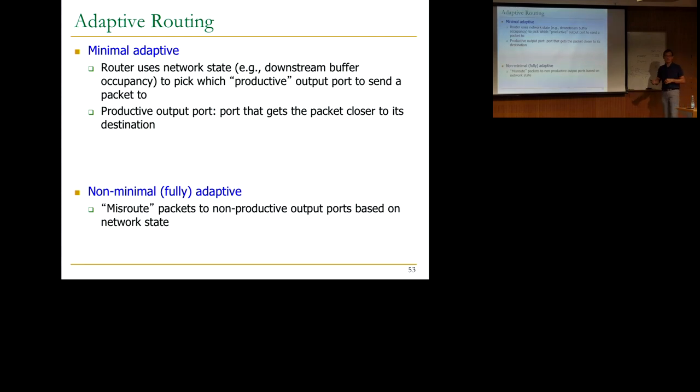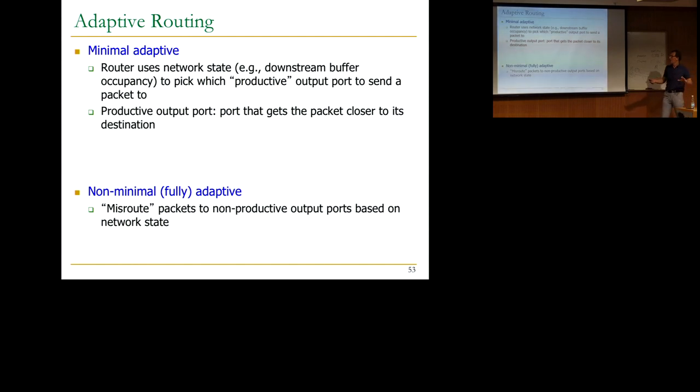So adaptive routing is the most adaptive thing that looks at the network state. The router uses the network state. For example, it gets information from a downstream buffer, downstream router, its occupancy. And it basically picks which productive output port to send the packet to. This is minimal adaptive. So there are two forms. Minimal adaptive meaning you don't change the hop count. You don't increase the hop count to be non-minimal. So you always pick a productive output port, meaning a port that gets the packet closer to its destination.